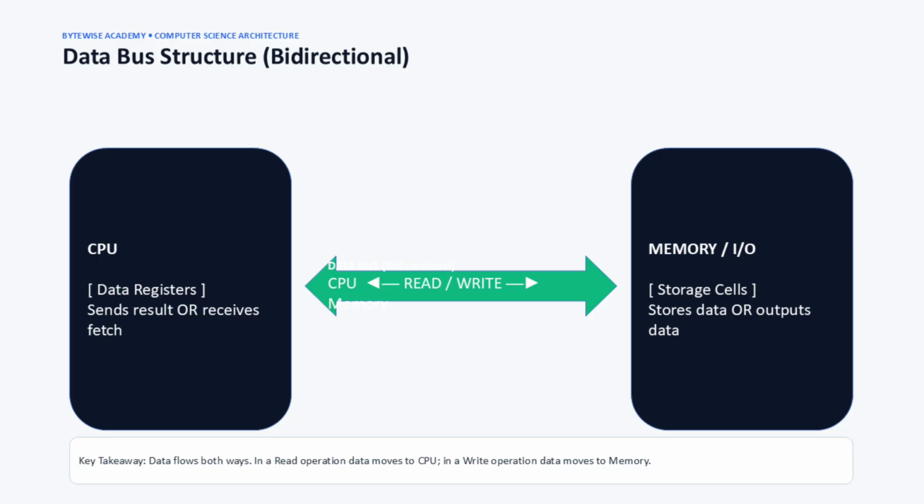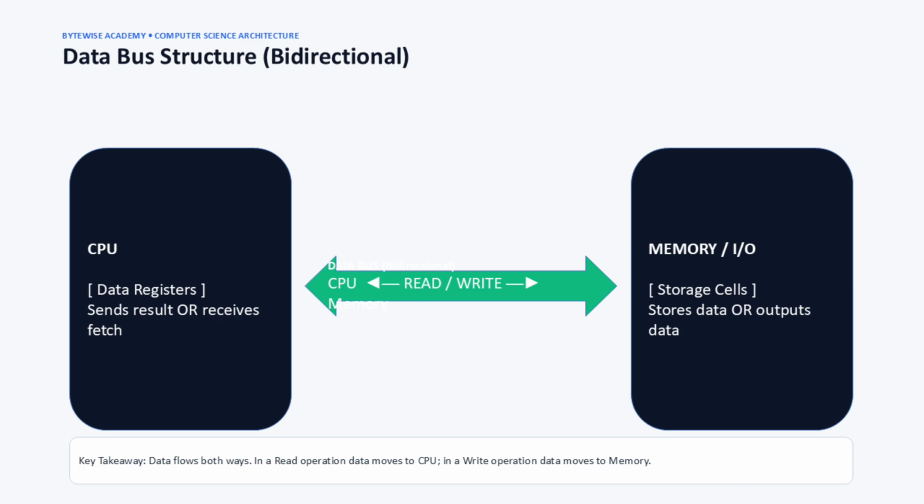That's the visual clue reminding us that the information can move either way depending on whether the CPU is reading or writing. So here is the key takeaway for this slide. The data bus is responsible for carrying the actual data and program instructions, and it allows communication in both directions between the CPU and memory.